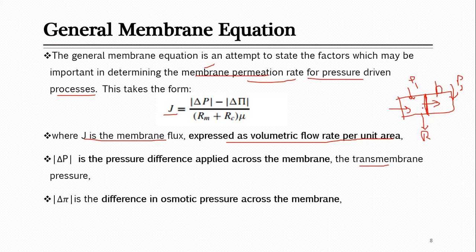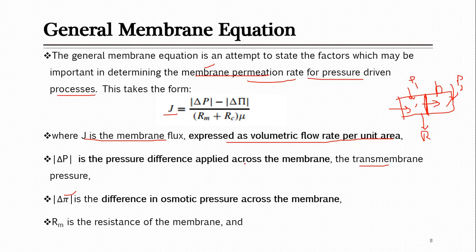So there will be osmotic pressure, as I told you in the last slide, and you can calculate this osmotic pressure just by using the simple equation of the ideal gas law. There will be some solute concentration on this side as well as on the other side, and if you know the temperature on both sides, you can easily calculate the osmotic pressure pi on both ends, and then you can calculate the difference in those osmotic pressures.